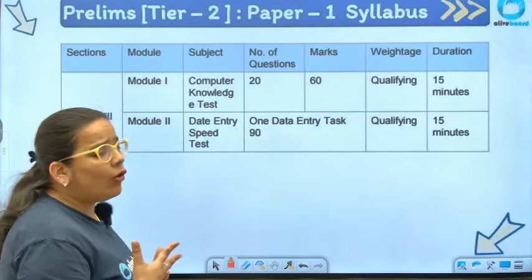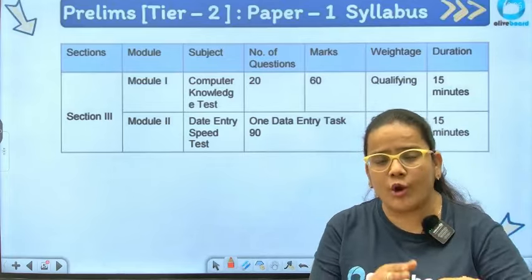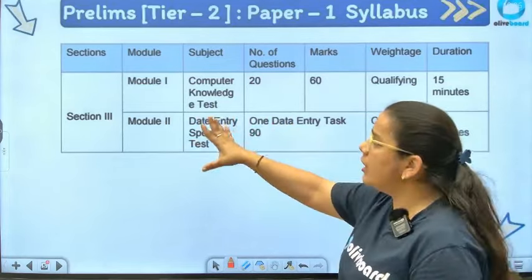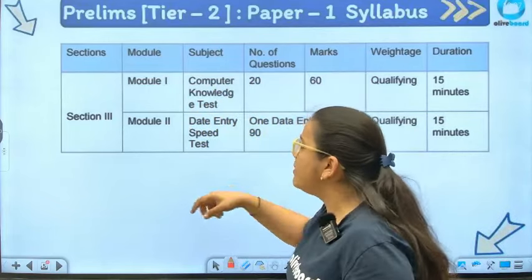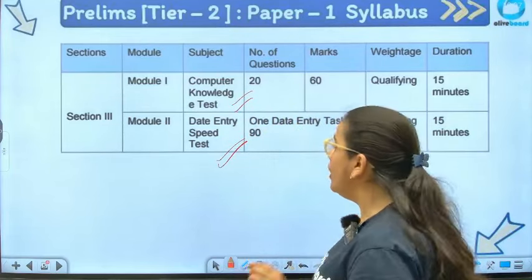Then, as I have already mentioned, it consists of 3 sections: section 1, 2 modules; section 2, 2 modules; and section 3. Section 3 also consists of 2 modules. First is your computer knowledge test, and second is your data entry speed test, that is your DST.